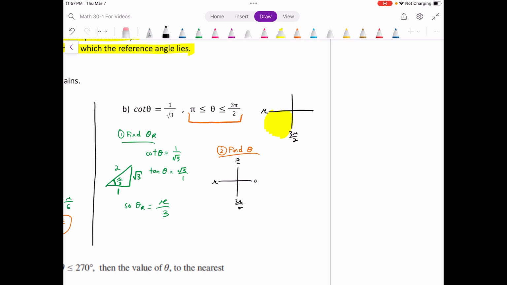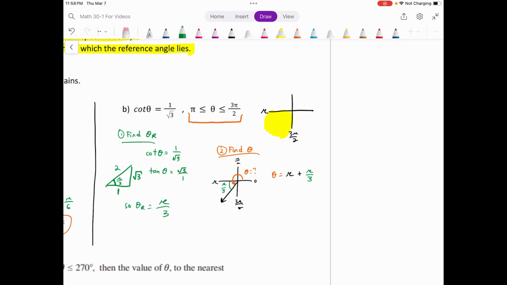So we are in quadrant 3 with a reference angle of pi over 3. We've got a terminal arm that looks like that, and the reference angle is pi over 3. We want to figure out what the angle itself is. What is theta? Well, think about it. We're going past pi. How far? Pi over 3 past pi. So theta is just going to be pi plus pi over 3.